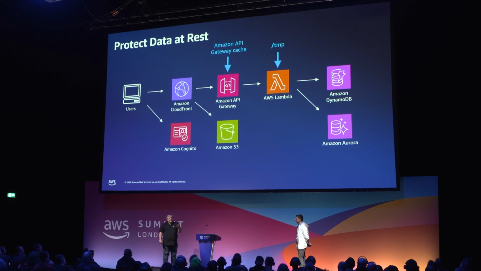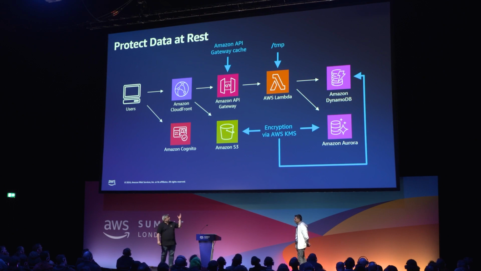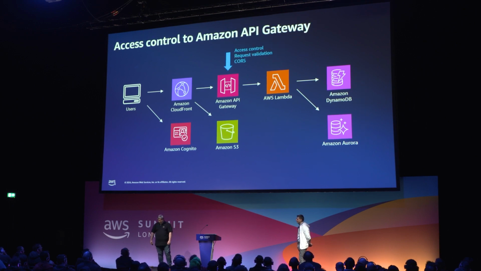I need to think about the temporary data I'm using inside my Lambdas. Lambdas encrypt their storage by default, but making sure the temporary data is not available to other Lambdas that might be rerun is something I need to think about as well. And then obviously, for S3, Aurora, and DynamoDB, I can use KMS to help me do that encryption at rest.